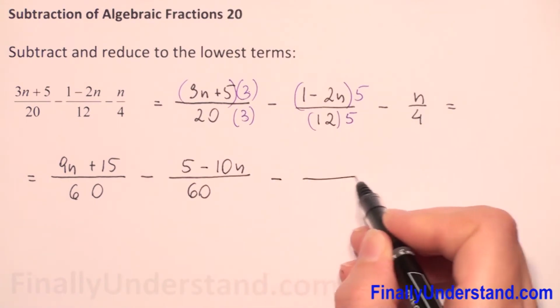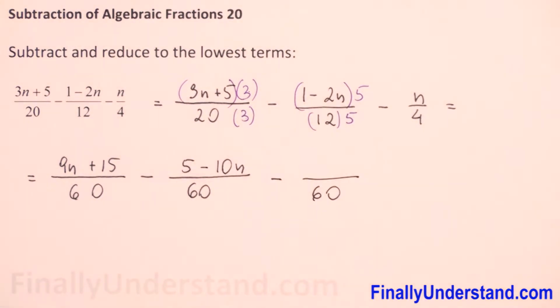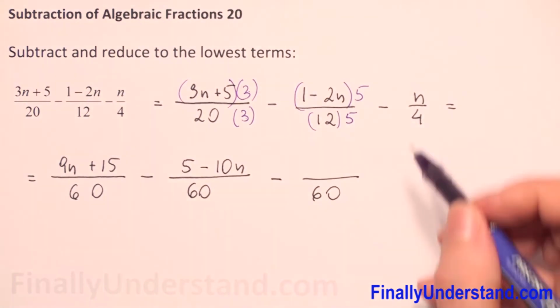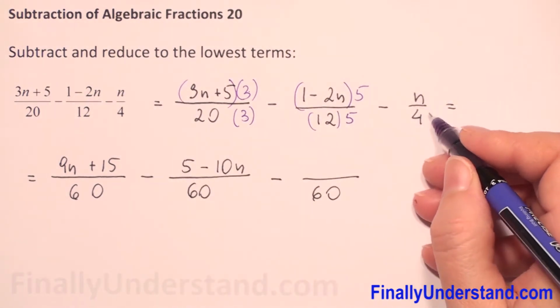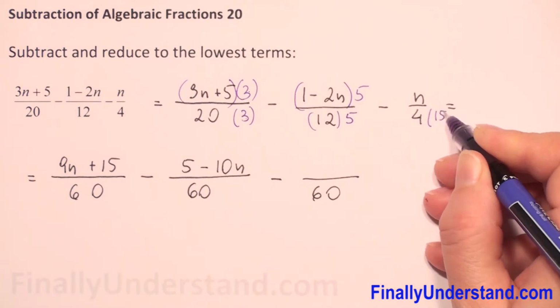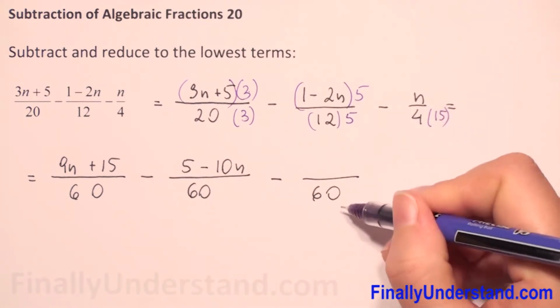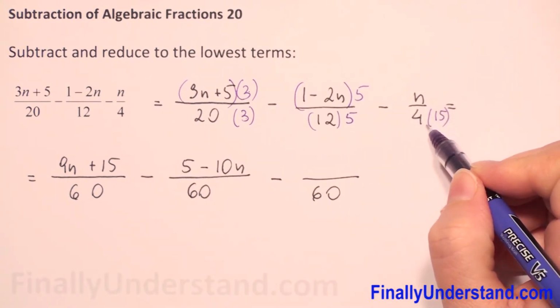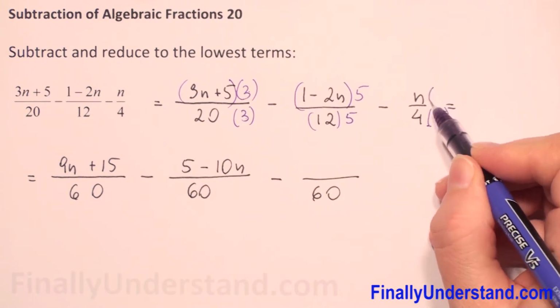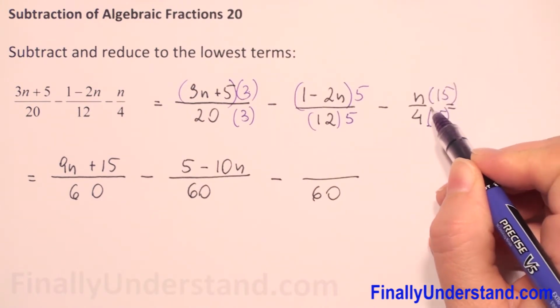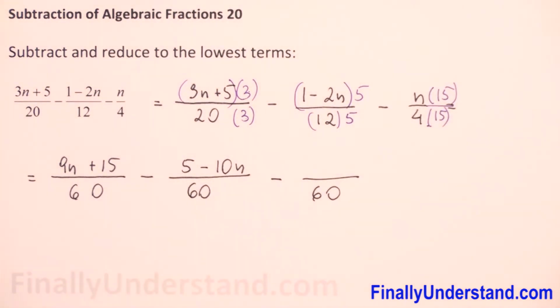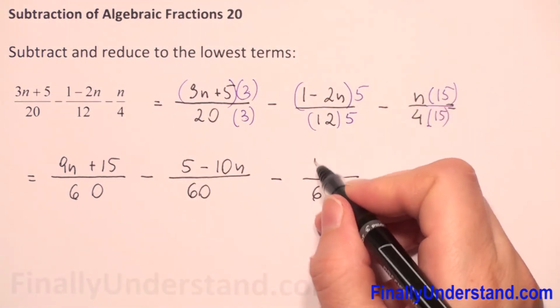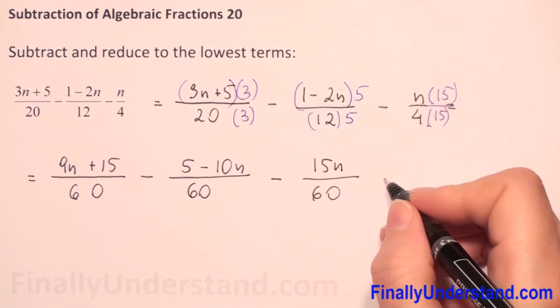And we have minus, the denominator is the same, 60. We have only 4 at the beginning, so we have to multiply 4 by 15 to get 60. When I multiply the denominator by 15, I have to multiply the numerator by the same number. So we have now n times 15 is 15n over 60.